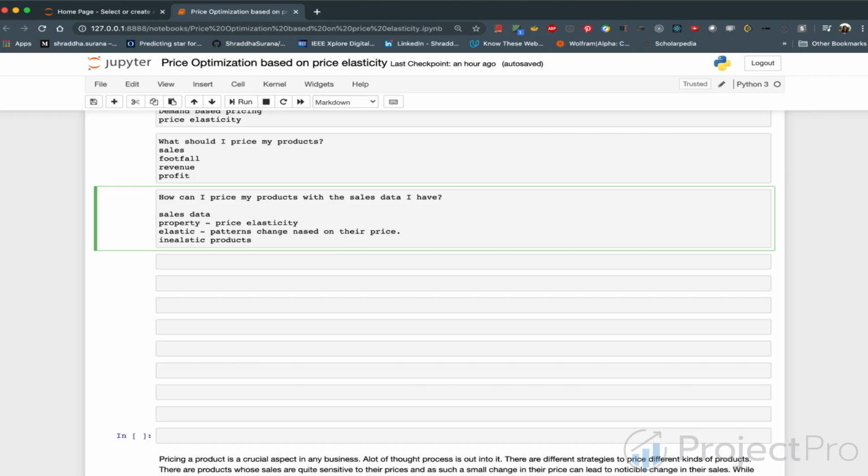In this series, we shall focus on the elastic products whose past sales data can be analyzed to figure out the relation of how sales change based on their prices.